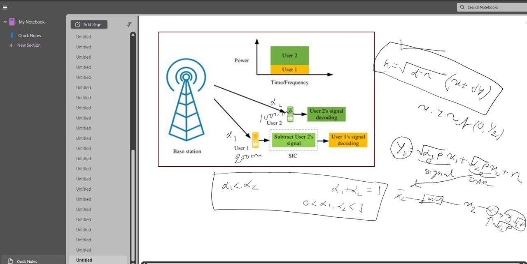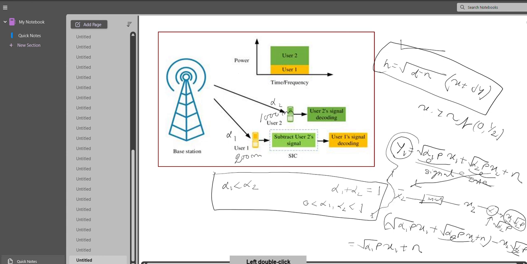Now we will subtract this part from the received part, right? So we have alpha 1 P x1 plus alpha 2 P x2 plus the noise part, and we subtract x2 into root alpha 2 into P. So this part will be eliminated, and we will be left with alpha 1 into P x1 plus noise. This is the SIC step we will do at the user 1 end, right?